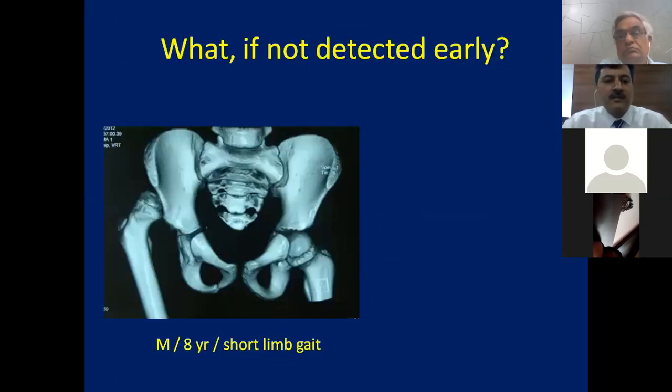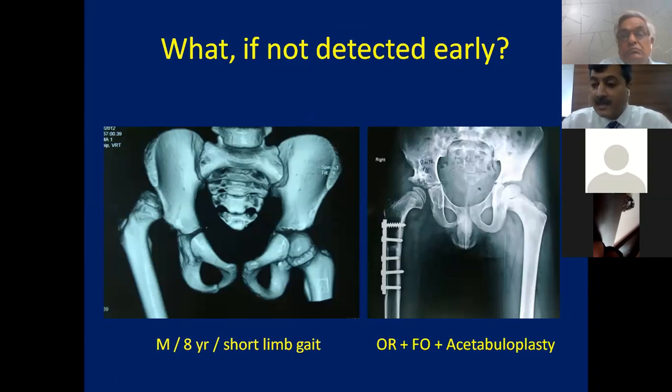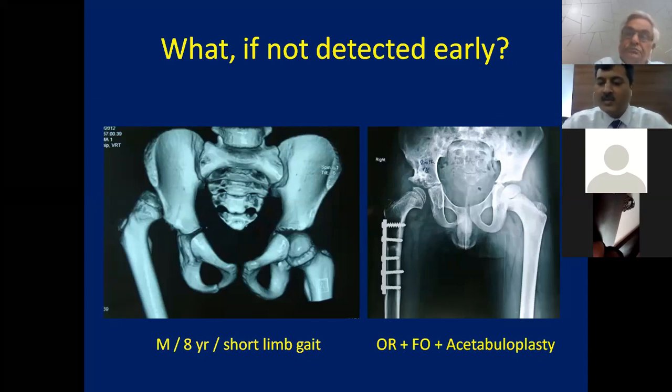In contrast, if this child who presented for the first time to me at the age of 8 years with short limb gait, I required to do open reduction, acetabular osteotomy, shortening. So it's a great magnitude of operation required to make this child gain normal anatomy.